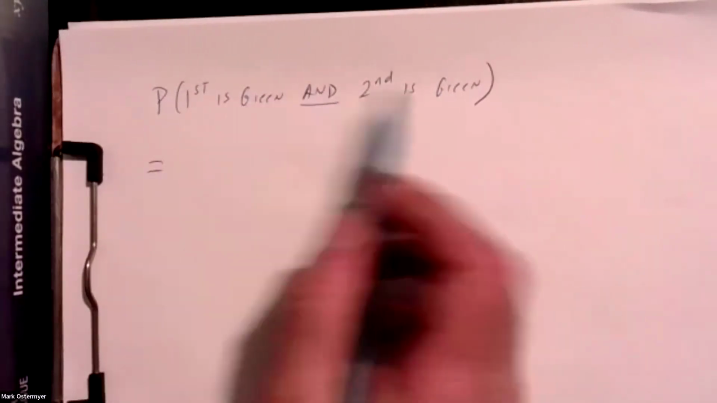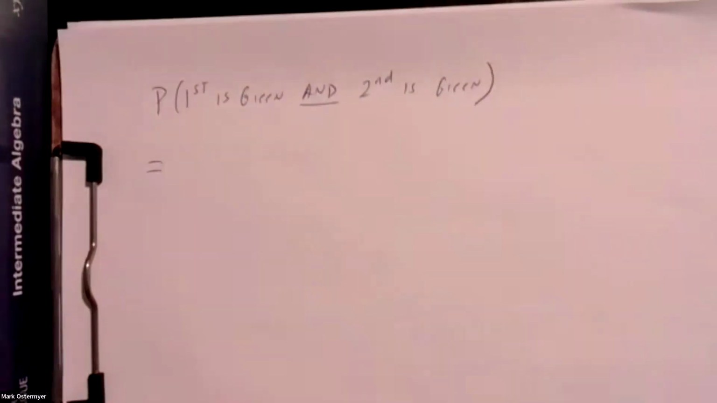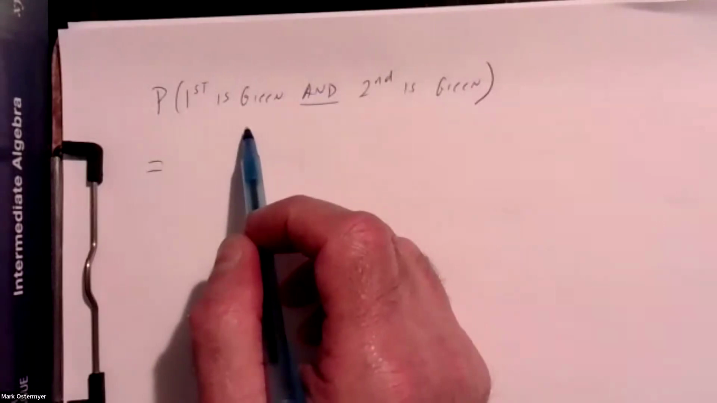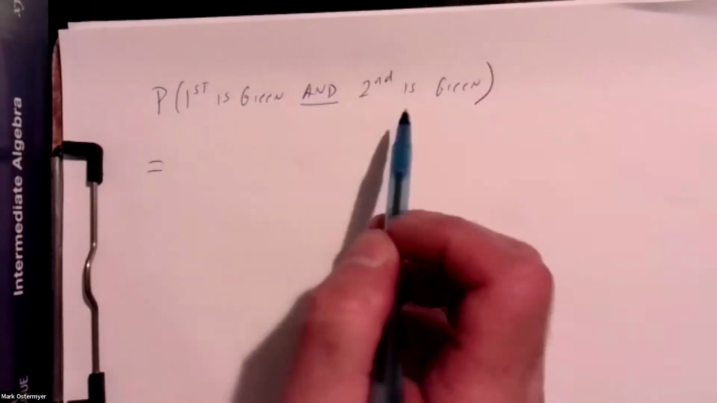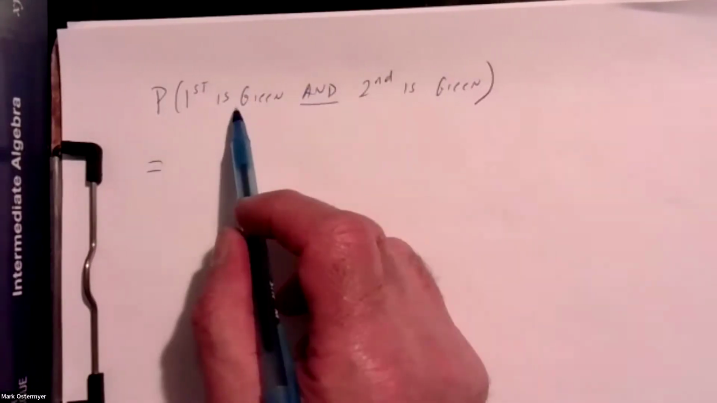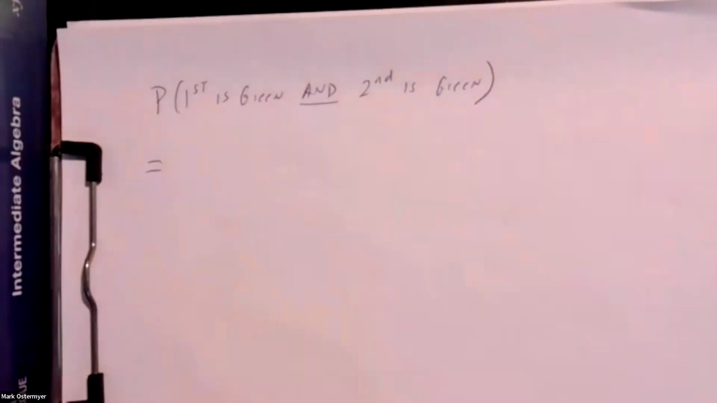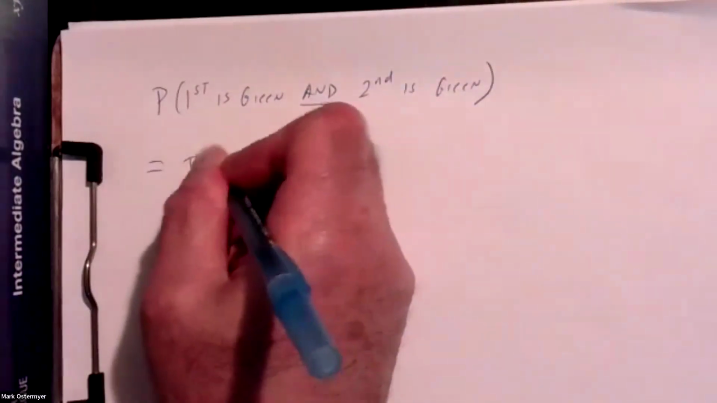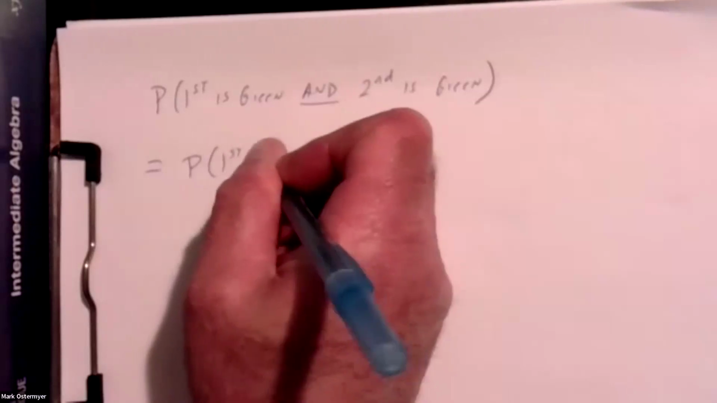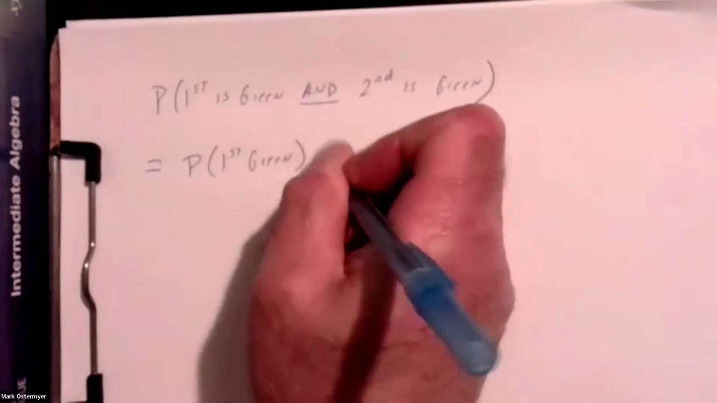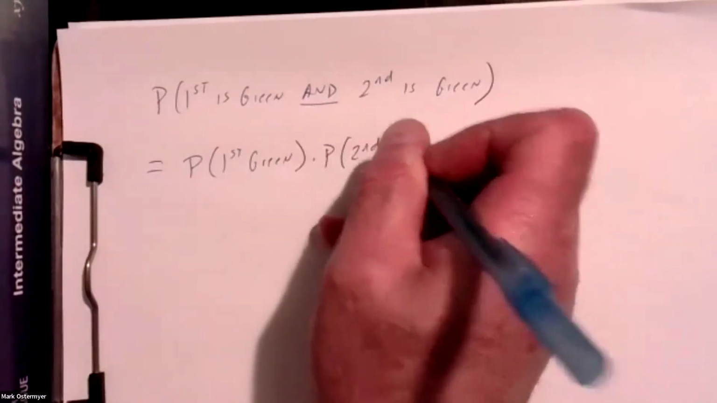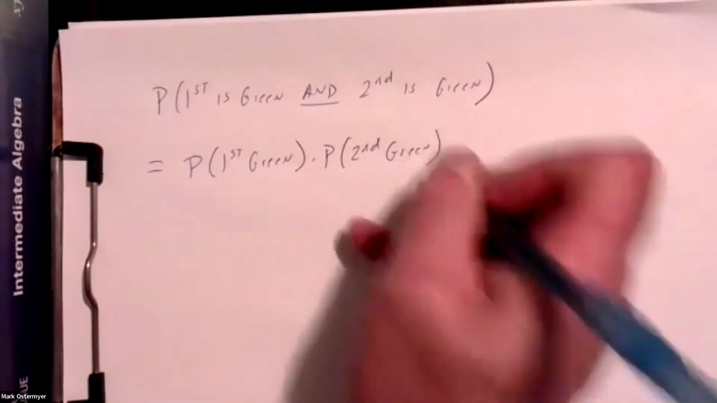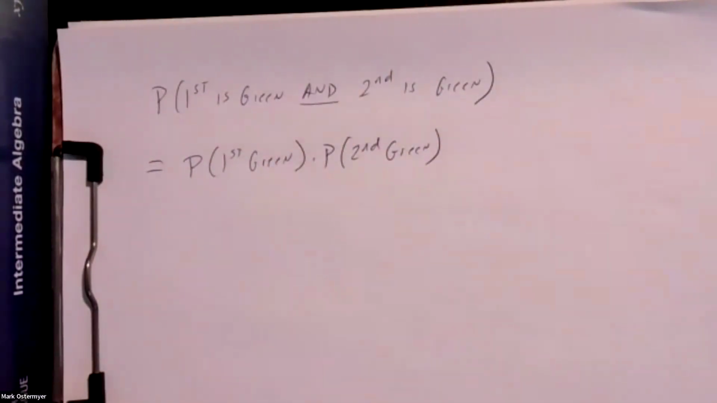Since these events are independent of each other, because this is an experiment with replacement, in other words, what you select on the first trial does not affect what happens on the second selection because you're replacing the first trial back into the lot. So this is going to be equal to the product that the first ball selected is green times the product the second ball selected is green. It's as simple as that. So what is the probability that the first ball selected is green?